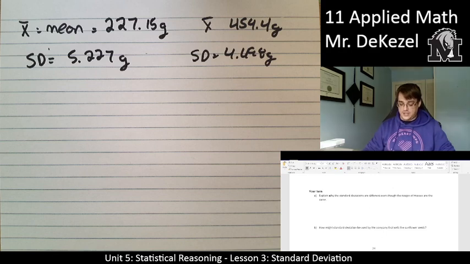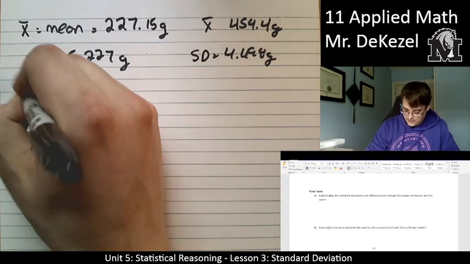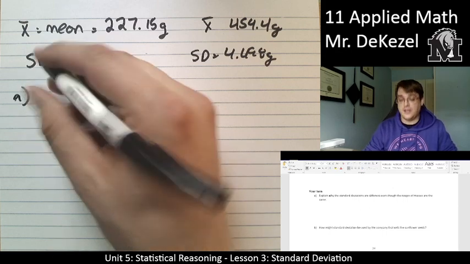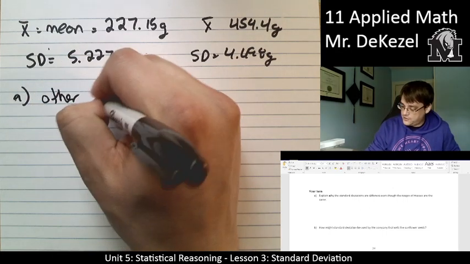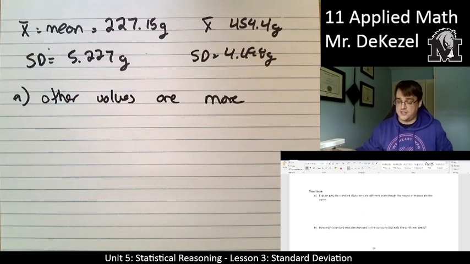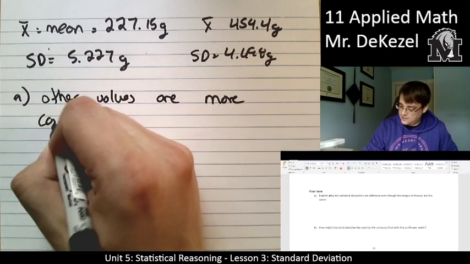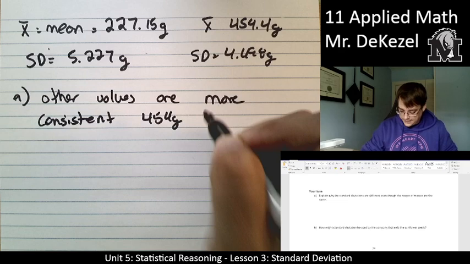So although the standard deviations are different, even though the ranges of the masses are the same, you would expect a larger deviation from a larger sample. So the other values are just closer to 454. The other values are more consistent, even though the ranges are the same, for the 454 gram bag.